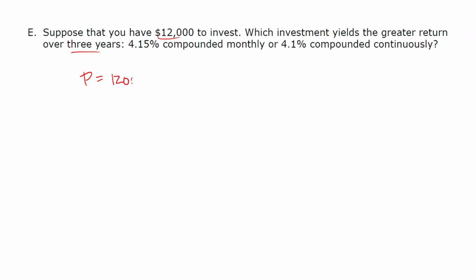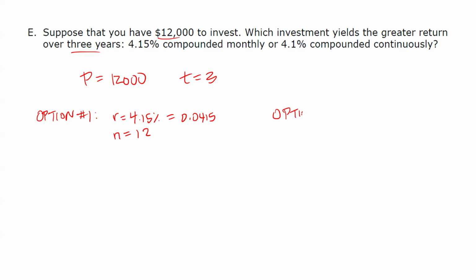Okay. So we know our principal, the one that we're starting off with, our initial amount, is going to be $12,000. Okay, that's how much we're going to be invested. We also know that we want to know our return after 3 years. So T is going to be 3. Now, option 1, we have an interest rate of 4.15%, which is 0.0415, and it's compounded monthly, so n equals 12.